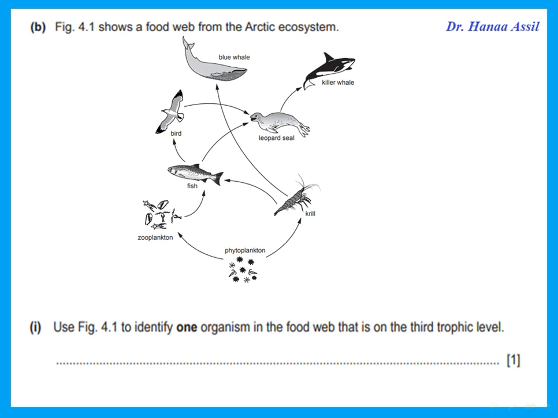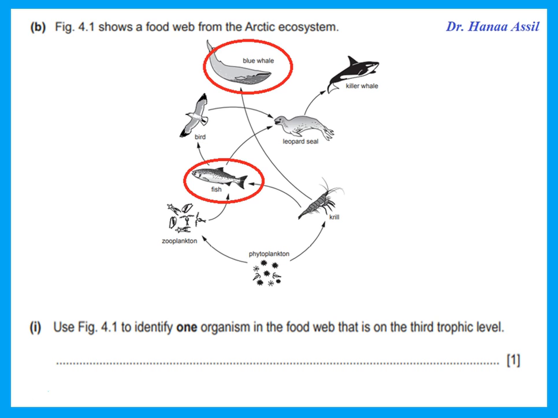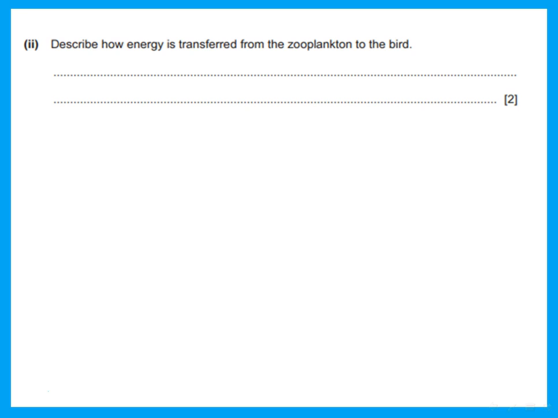Then he gives you a food web and he says use the figure to identify one organism in the food web that is on the third trophic level. Remember, when we're counting trophic levels, we start from the plant. So trophic level starts from the phytoplankton, that's trophic level 1. Now, where is the third trophic level? The zooplankton and the krill are second trophic level. So which one is the third? The fish and the blue whale, any one of them, he wants one of them. These are in the third trophic level.